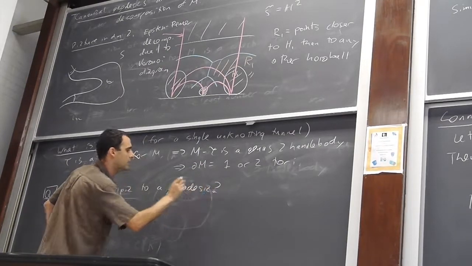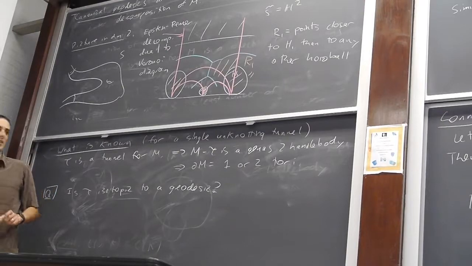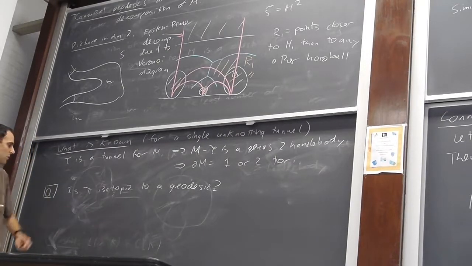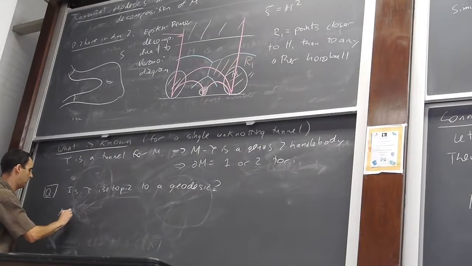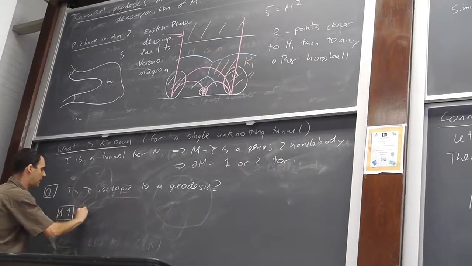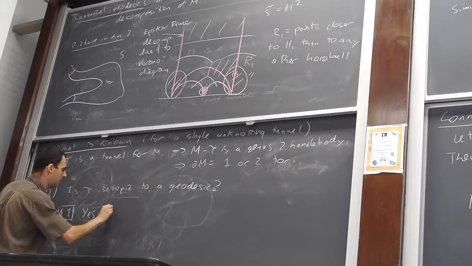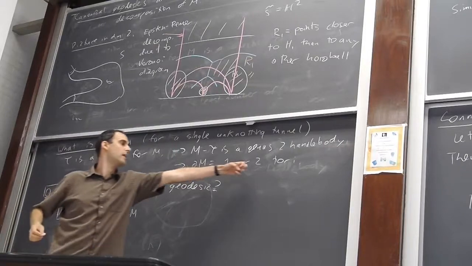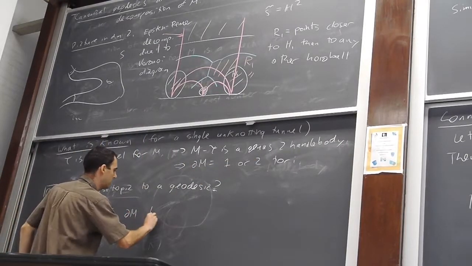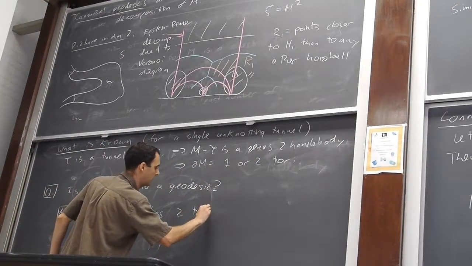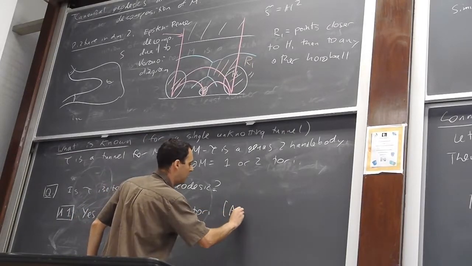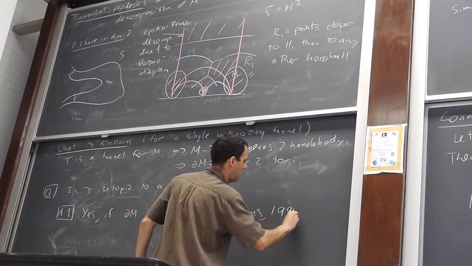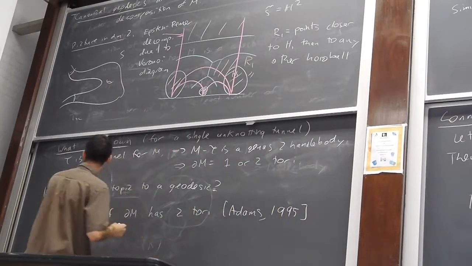It's a question that's at this point about 18 years old, and it's still open, but I can tell you what's known so far. The first answer is yes, if boundary M has two tori, if you have two cusps. This is a theorem of Adams in the same paper where he asked the question.